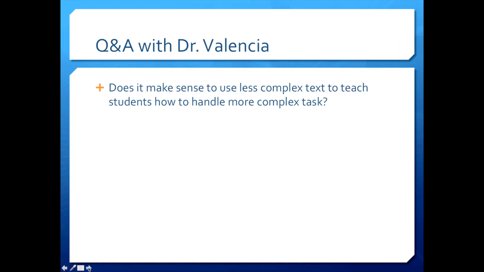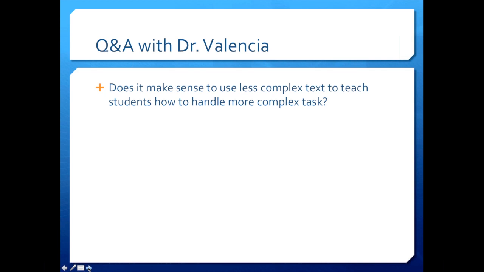Does it make sense to use less complex text to teach students how to handle more complex tasks? In other words, that's the trade-off between text and task. Well, I think it's like anything that you're learning to do. You don't want everything to be difficult at the same time. I think it's just a function of the way we think about scaffolding.